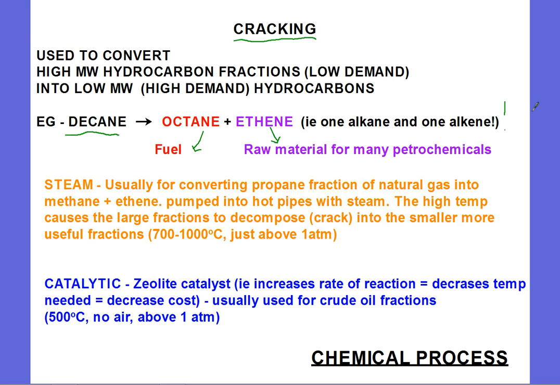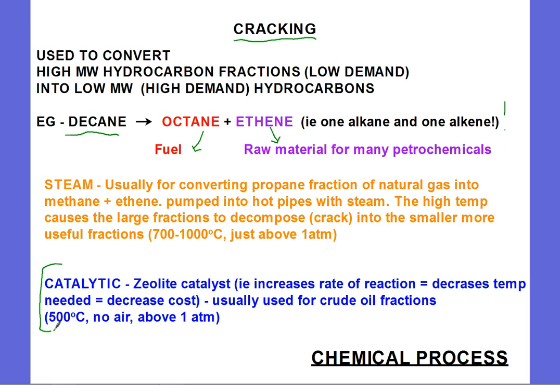There are two types of cracking. The first one is steam cracking. They basically pass the high molecular weight fractions into hot pipes with steam, and the heat and the steam causes them to crack into smaller molecular weight hydrocarbons. Now that's often used not so much for very big fractions, but it's often used to crack the propane fraction of natural gas. The propane fraction is less useful, but you can crack that down to methane and ethene, which are very useful. Catalytic cracking is often what's used for normal crude oil hydrocarbons.